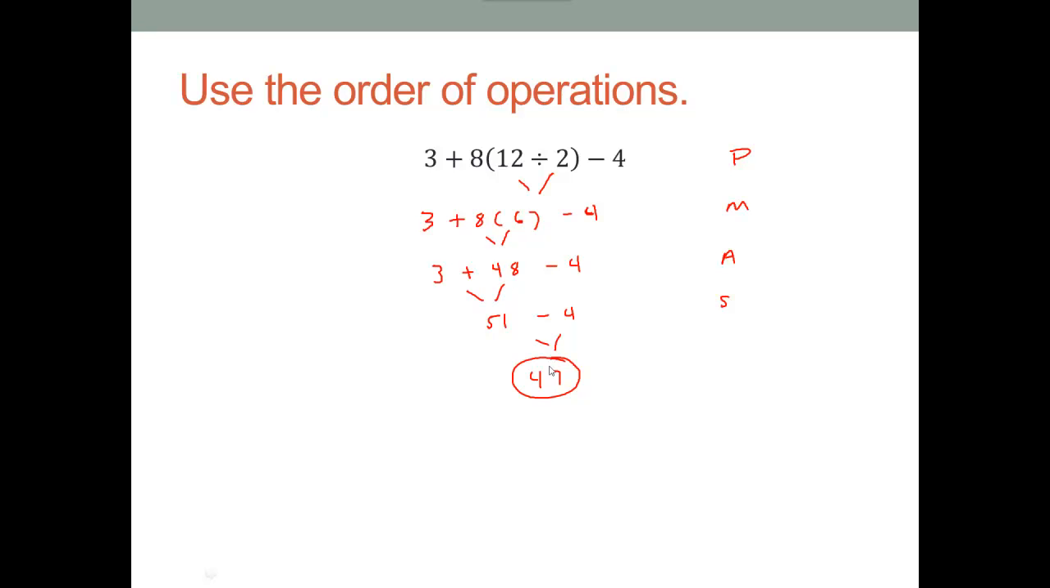Okay, so parentheses, we simplified inside the parentheses first. Then we multiplied the 8 times the 6 to come up with 48. And then we went from left to right to add and subtract. And our final answer, 47.